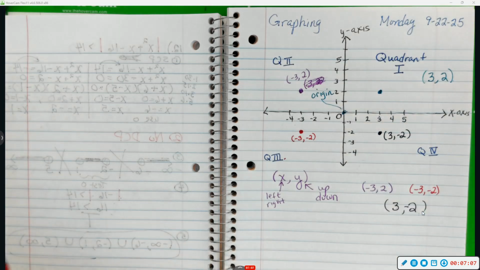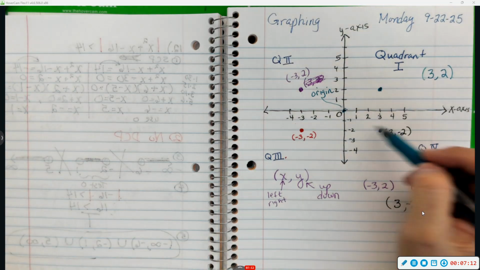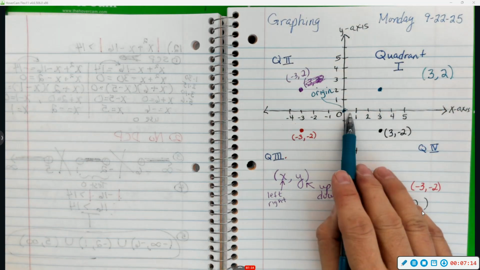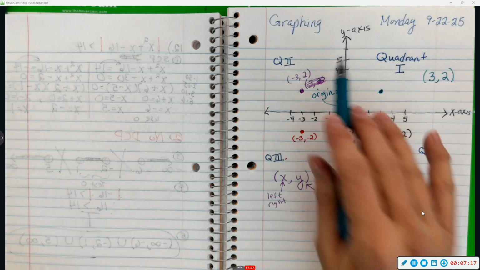In general, in quadrant 1, every point has positive x's and positive y's.